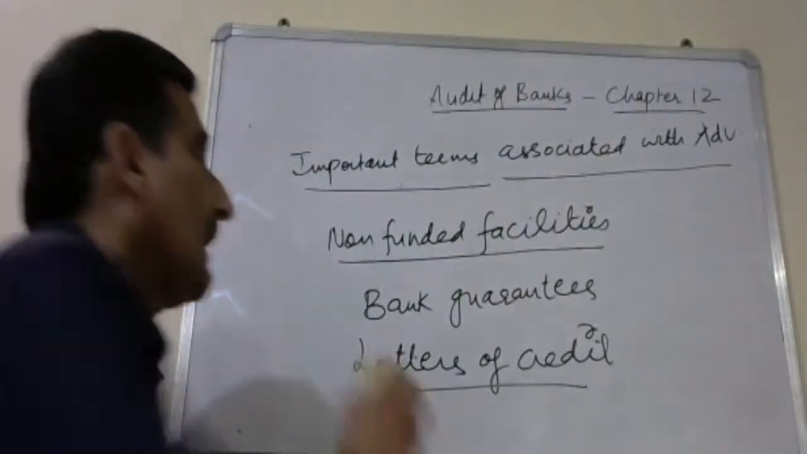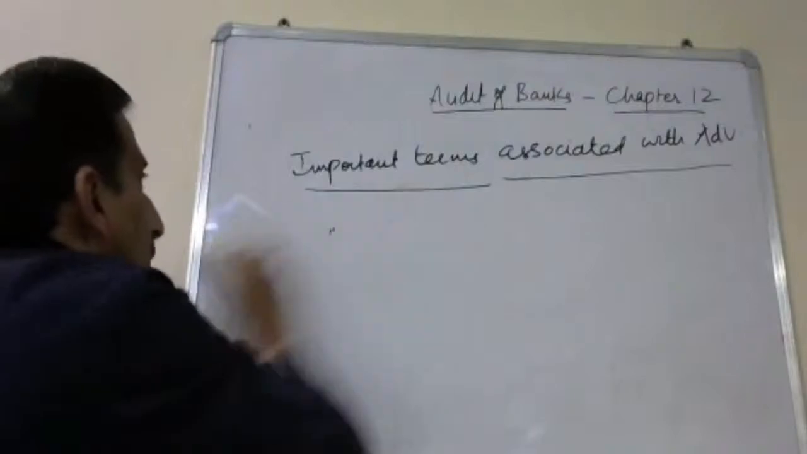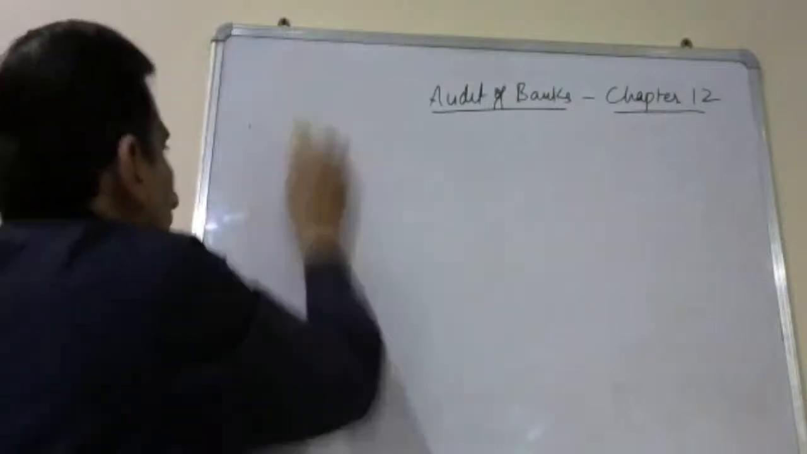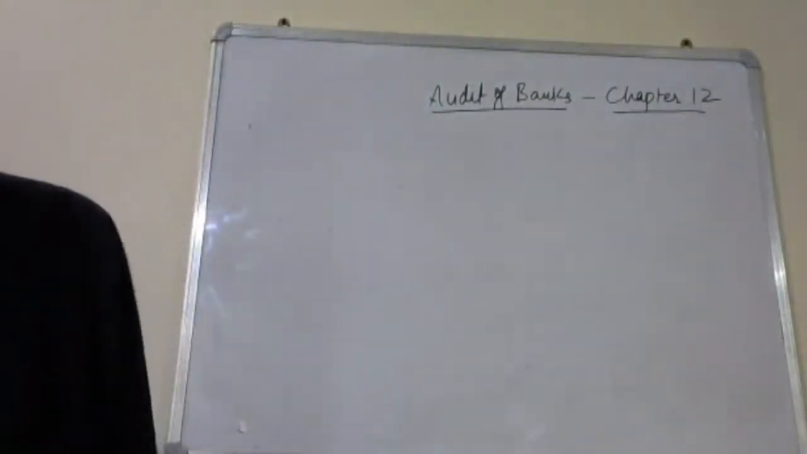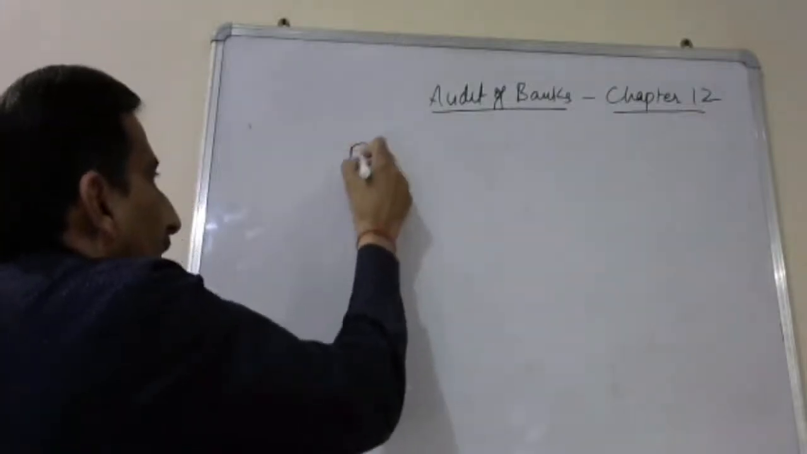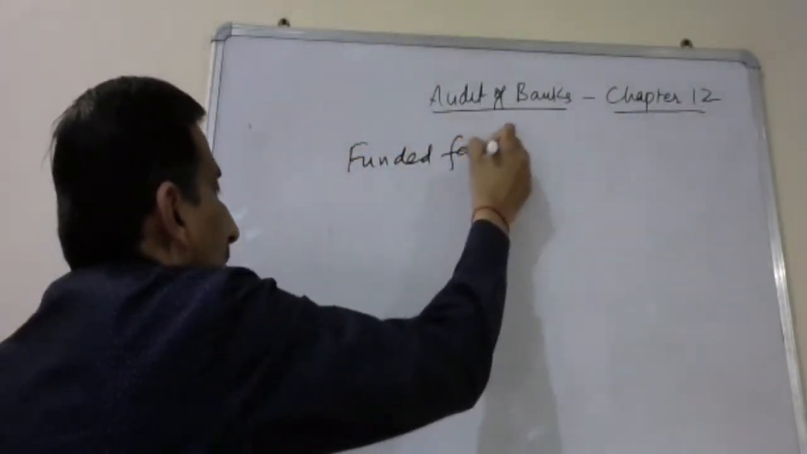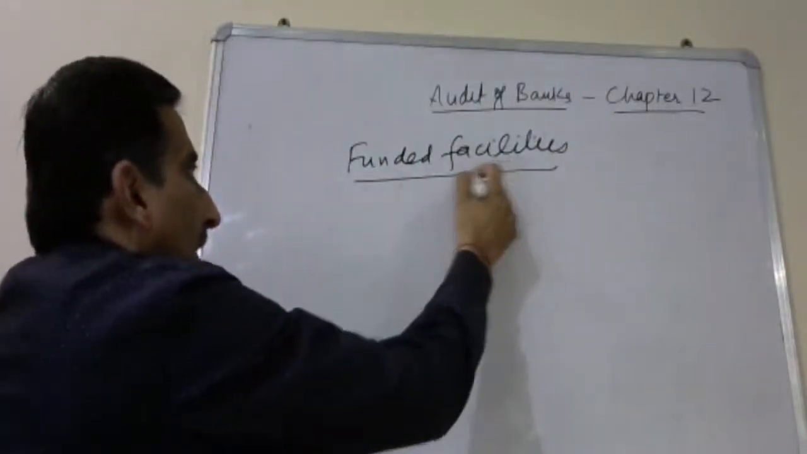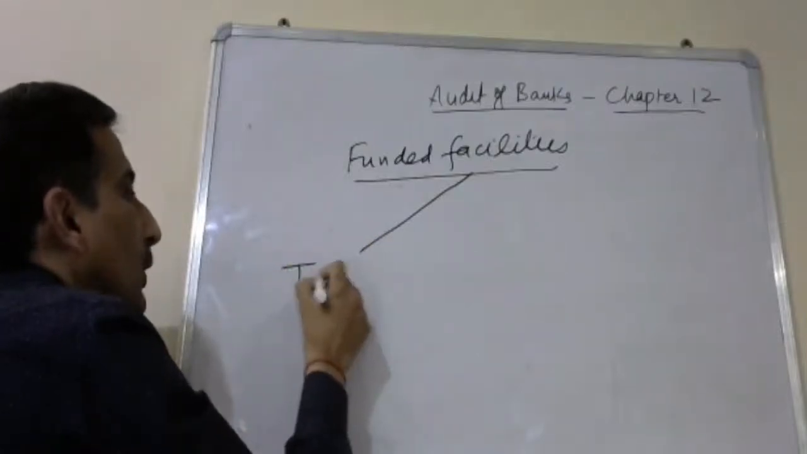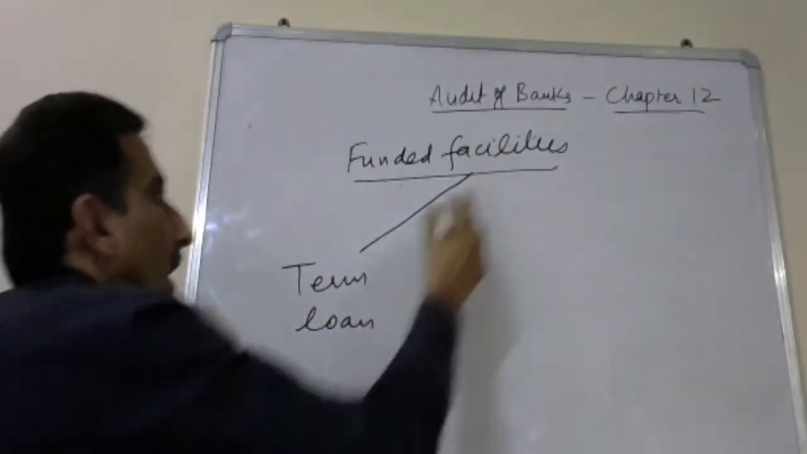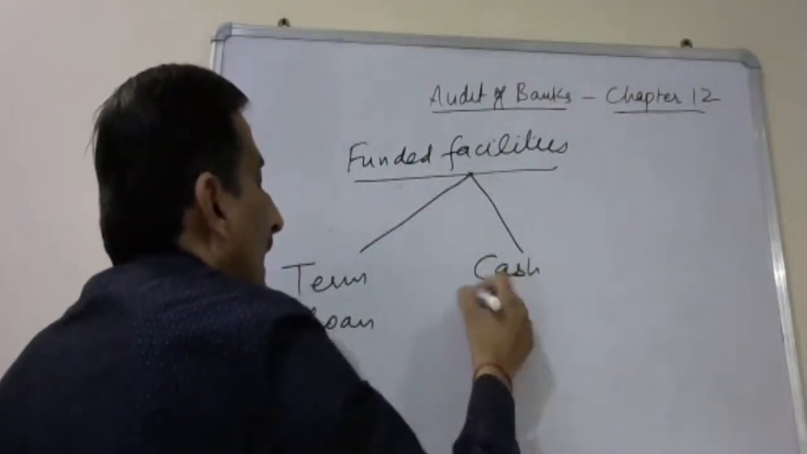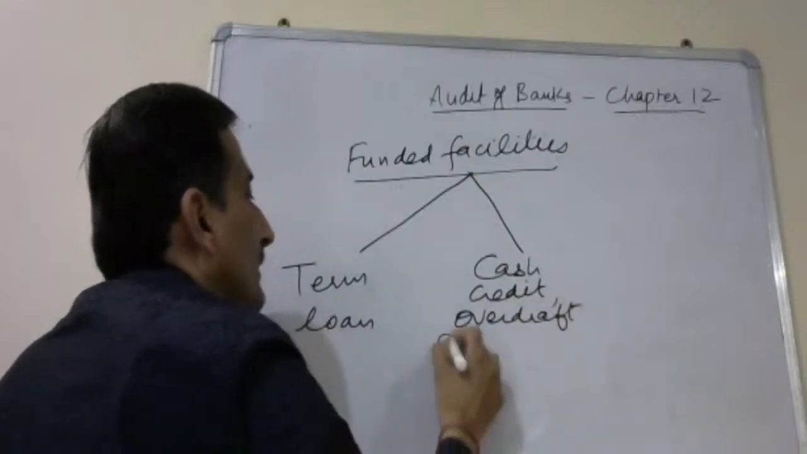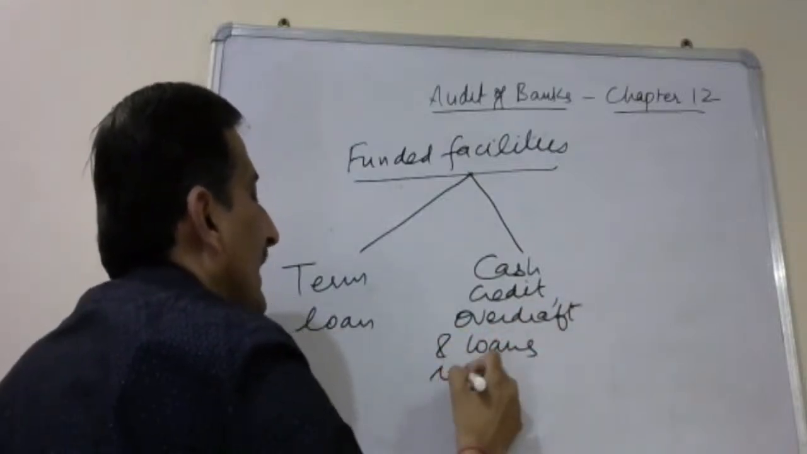Now in funded facilities, students, we are dealing with three types of terms. Now, what are those three types of terms? One term is term loan. Another term is cash credit, overdraft, and loans repayable on demand. These mean one and the same thing.